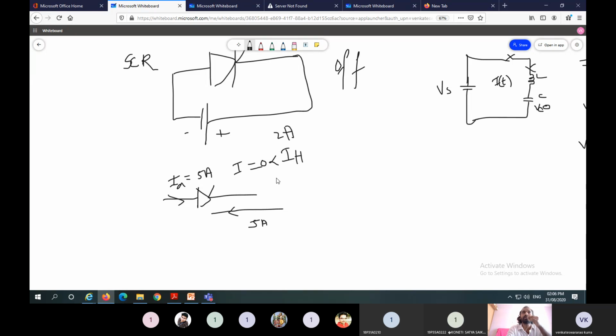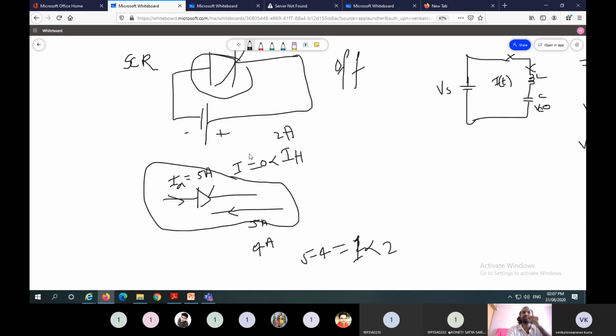If we assume the holding current is 2 amperes, and we supply 3 or 4 amperes, say the reverse current is 4 amperes, then the net current is 5 minus 4, which is 1 ampere, which is less than the holding current of 2 amperes. So by this method also we can turn off the SCR. These are the available techniques to turn off an SCR: one method is maintaining reverse voltage across the SCR, and the other is supplying reverse current in the SCR. By these two methods, we can turn off SCRs.